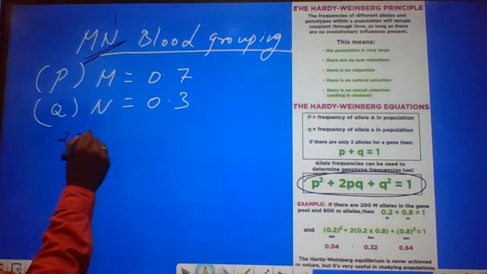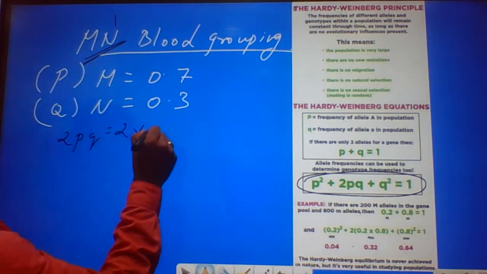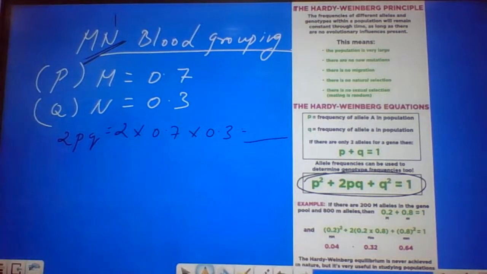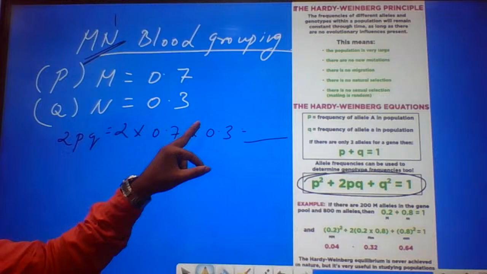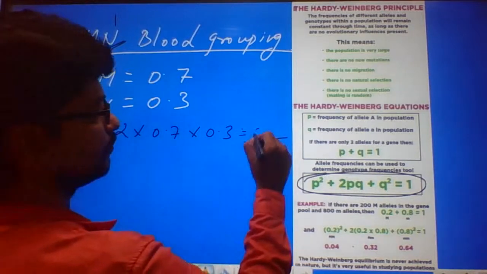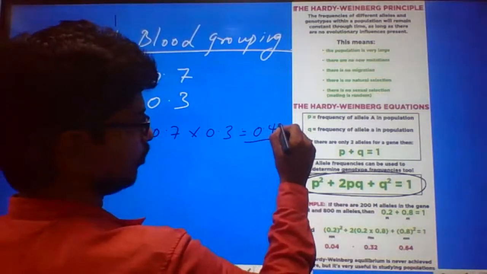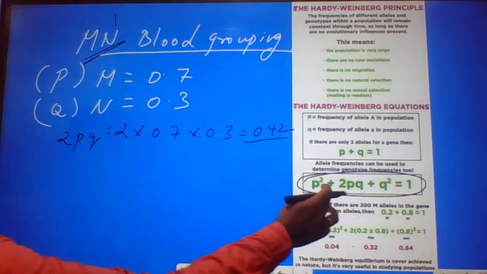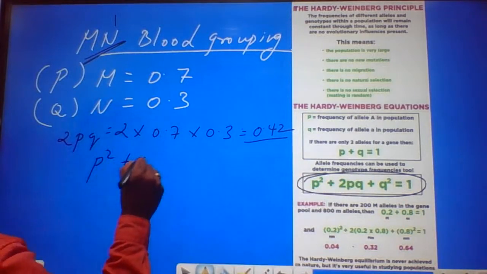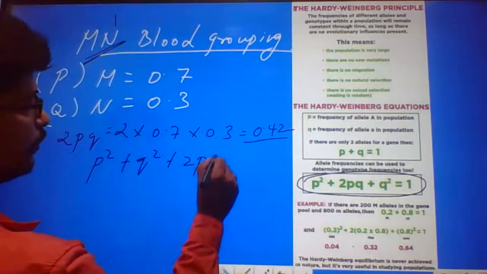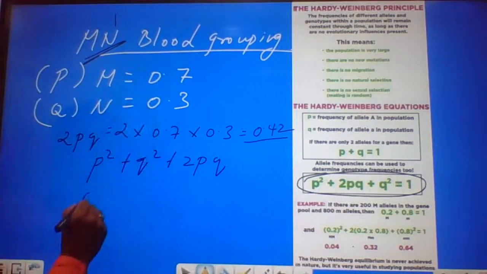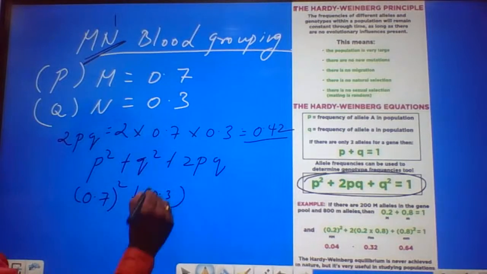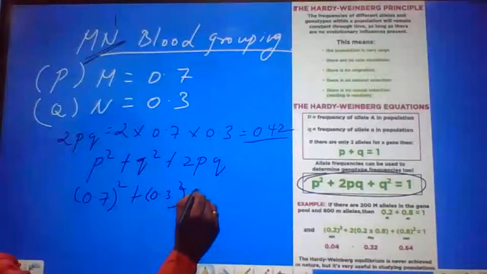Then what is 2PQ over here? 2 into 0.7 into 0.3. What might be the value now? It gives 0.42. So now we apply this in the formula: P square plus Q square plus 2PQ. P is 0.7, giving P square. Q is 0.3, giving Q square. And 2PQ is equal to 0.42.